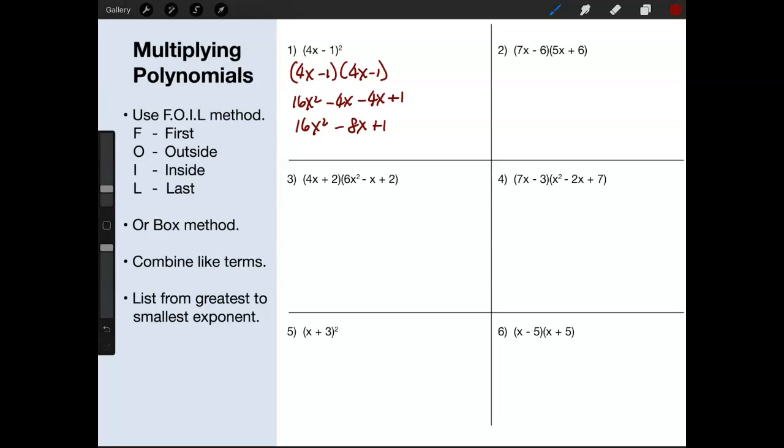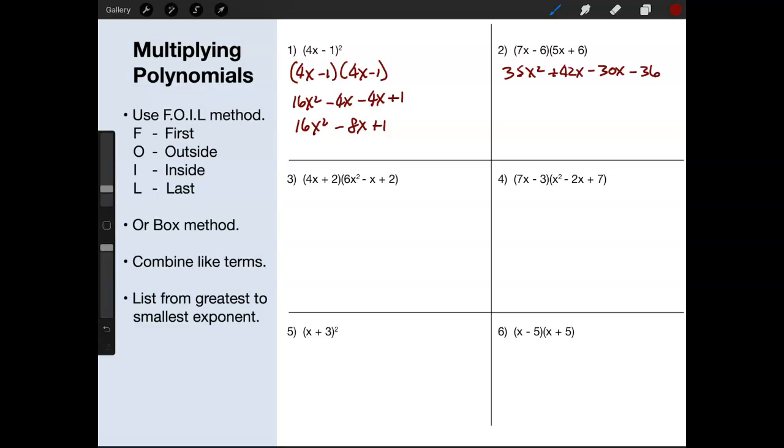Example 2, we have 7x minus 6 multiplied by 5x plus 6. We're going to use the FOIL method to solve this problem. First term, 7x times 5x is 35x squared. Our outside terms, 7x times positive 6 is 42x. Our inside term, negative 6 times 5x is negative 30x. And our last terms, negative 6 times positive 6 is negative 36.